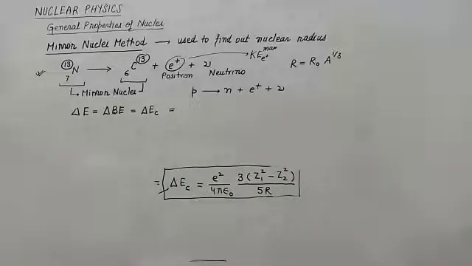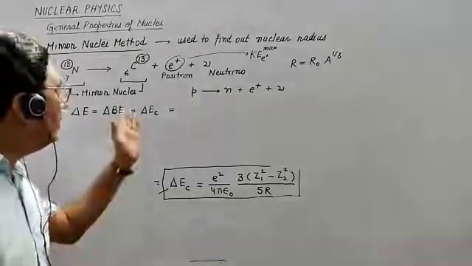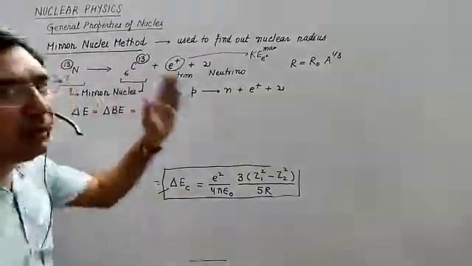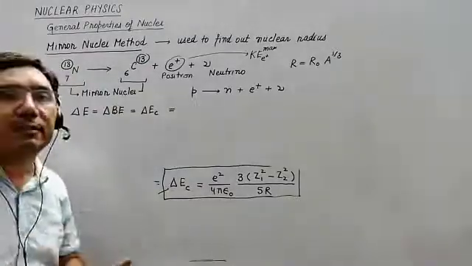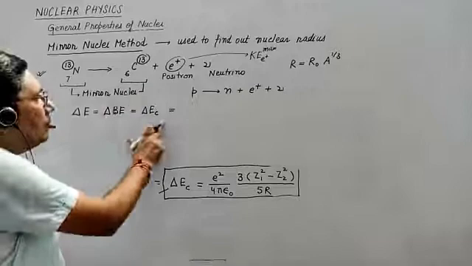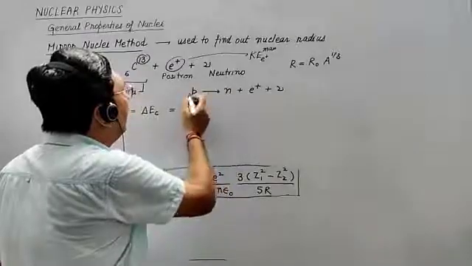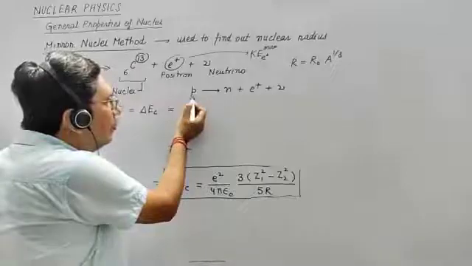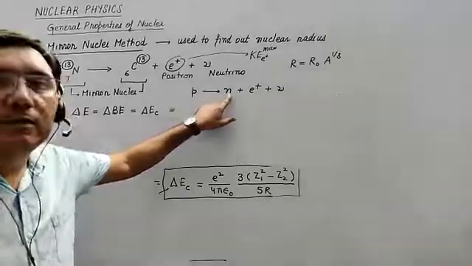Then how will this released energy be utilized in this reaction? Now the question arises, how will this change in binding energy, which is responsible for the release of energy, be utilized? That can be observed from this equation. So consider this change. Proton is converting into neutron.